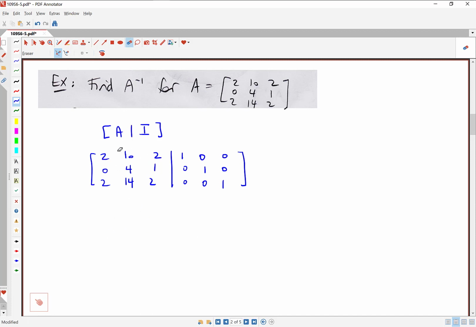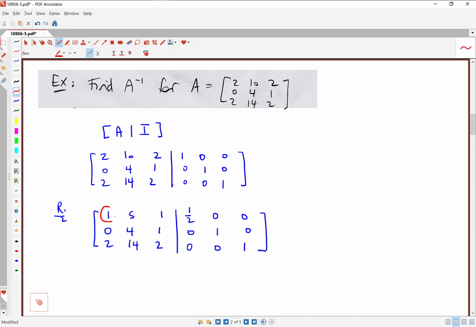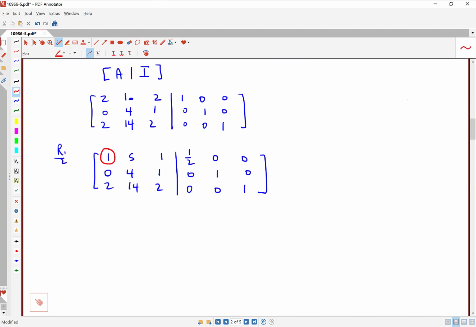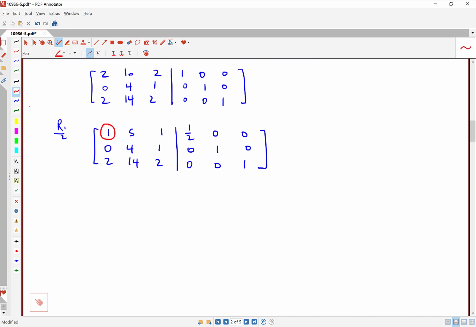So first thing we'd like to do is get a pivot in the upper left-hand corner. Let's do that by dividing row 1 by 2. So we'll have 1, 5, 1. And you want to do that all the way across your matrix, including on the right side. So 1 divided by 2 is a half, and then we have 0, 0. And other rows are not changing at this point, so we'll just recopy those. So there's our pivot.